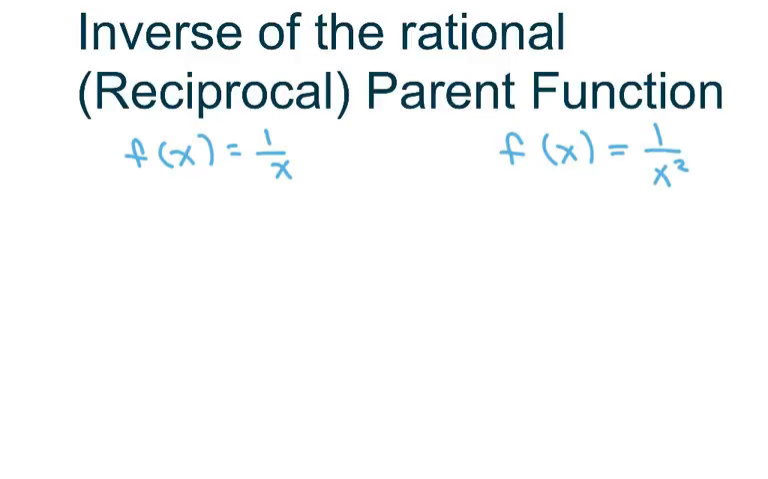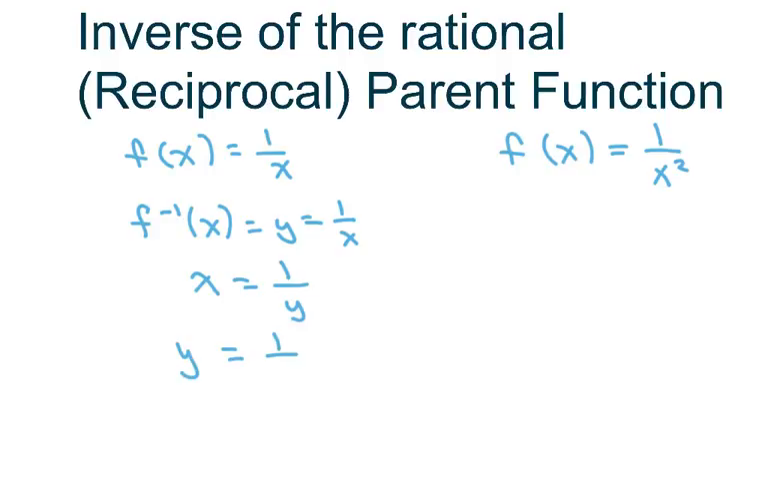So on this one, when you do the inverse is where you switch the x and the y. So you get x equals 1 over y. So y equals 1 over x. All right?